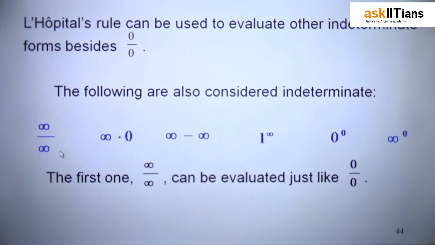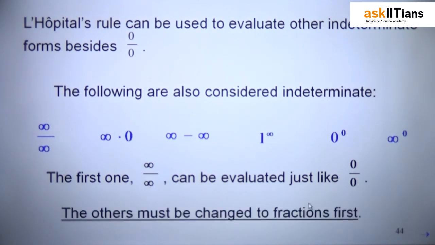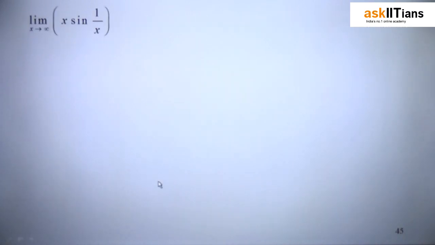The first one, infinity by infinity, can be evaluated just like 0 by 0, because we know that infinity is 1 by 0, and if I write both the numerator and denominator as 1 by 0, I'll finally lead up to this position where this fraction will be equal to 0 by 0. And similarly, like the conversion of infinity by infinity towards 0 by 0, we will try to convert other terms to fractions first. And how to get that?